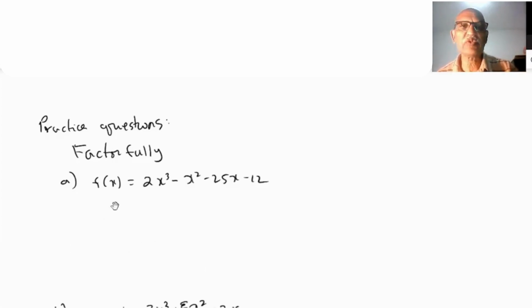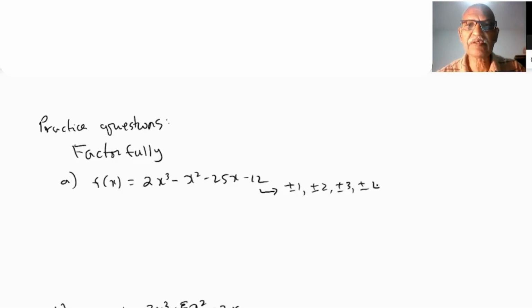So the first thing we do is, what are the possible factors of this? Negative 12. The possible factors are plus minus 1, plus minus 2, plus minus 3, plus minus 4, plus minus 6, plus minus 12. Anything from this can be a factor. It can be x plus 1, x minus 1, x plus 2, x minus 2, and so on. These are the possible factors.